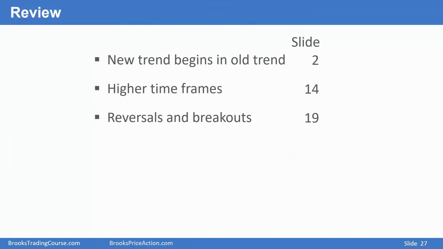In this video, I talked about how new trends often begin before the prior trend has ended. There's a transition from one trend into another trend, and the beginning of the new trend often starts while the old trend is still in effect. Traders often find patterns on higher time frames and then switch to lower time frames to find earlier entries. And finally, I talked about reversals and breakouts, and in particular, every major reversal, like in the 1987 crash or the 2009 crash, comes at some kind of a trend line.